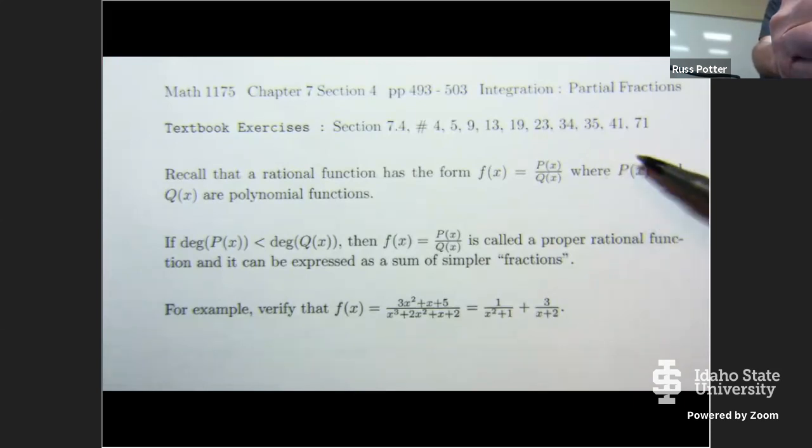I've assigned for practice from the textbook 10 problems from section 7.4. You can do more if you like. At least read through the section and work through the examples.